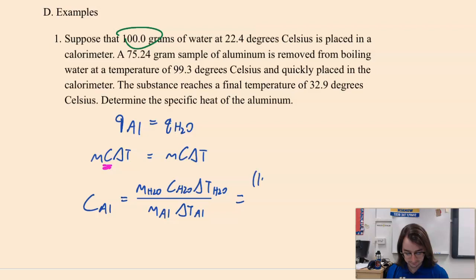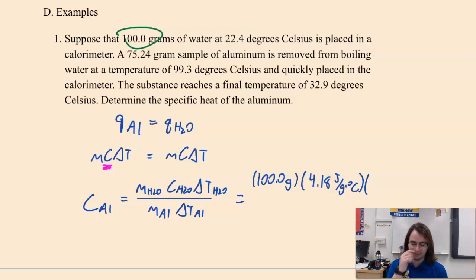That's 100 grams. The specific heat of water is something that you should just have rattling around in your brain. It's 4.18 joules per gram degrees Celsius. And then the change in temperature of the water, like I said, let's just keep it as an absolute value to make this as easy as we can. The water started at 22.4 degrees Celsius and it reached a final temperature of 32.9 degrees Celsius. You could do this inside the formula, like this minus that, but I'm just going to do it outside and then plug it in. So that's 10.5 degrees Celsius.